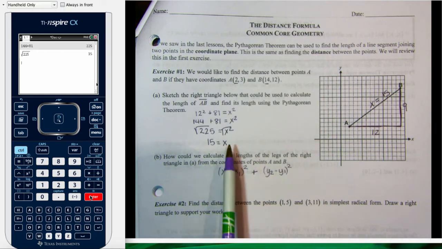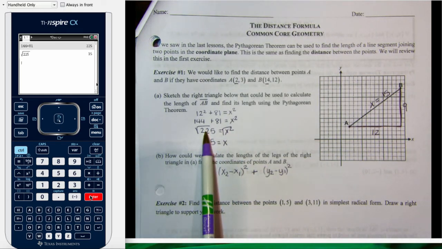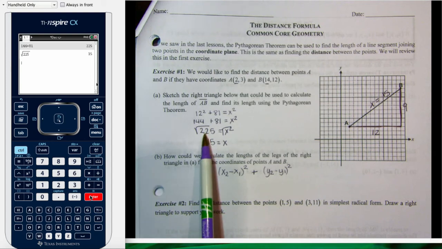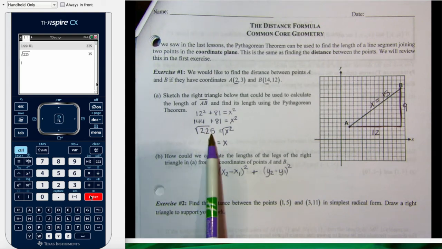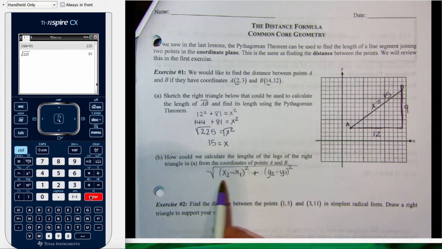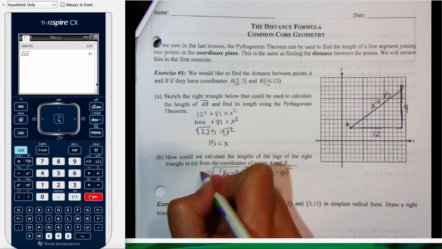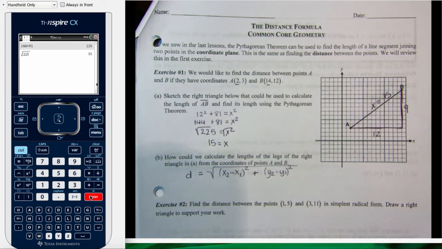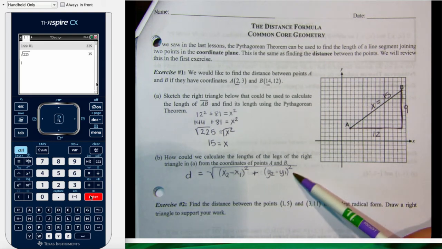And then to get rid of that x squared over here, we ended up taking the square root of what we got when we added the sum of the squares of the two sides of the right triangle together. So really, we have the square root of all of that stuff that we did before. And that is the distance formula. So basically, what we did here is the work that's required to find the distance formula.